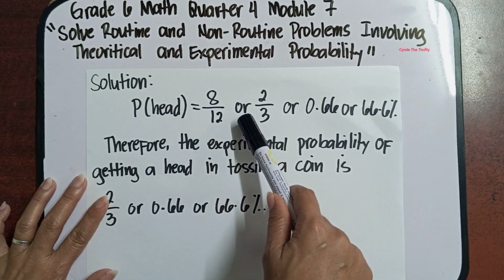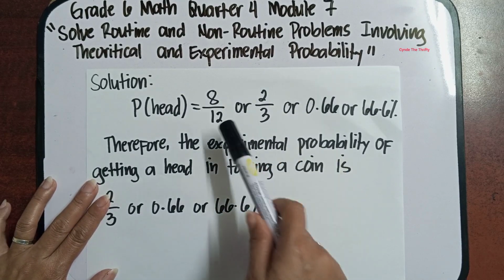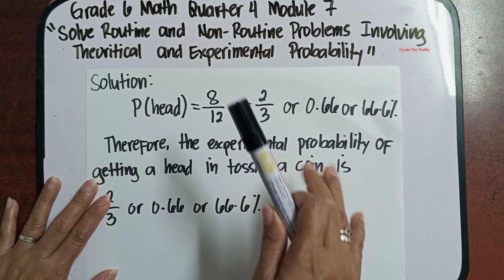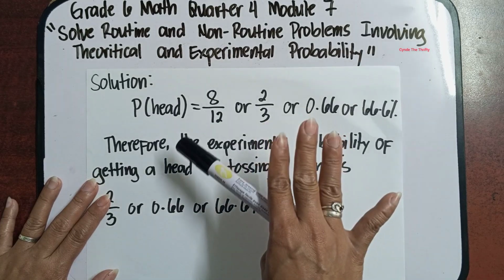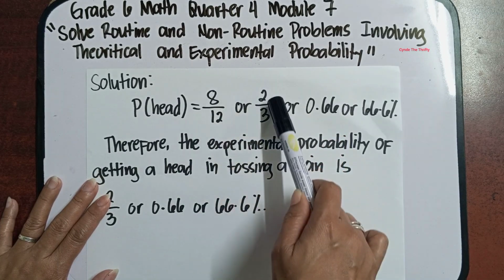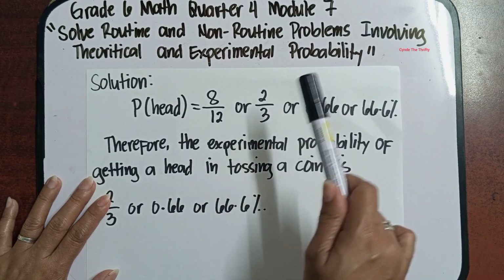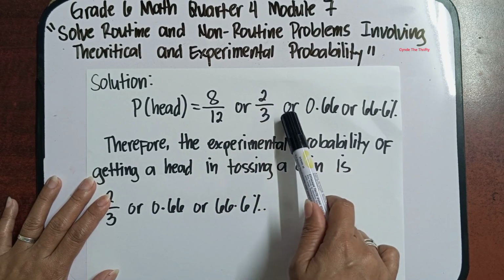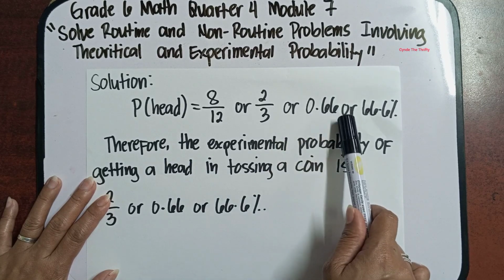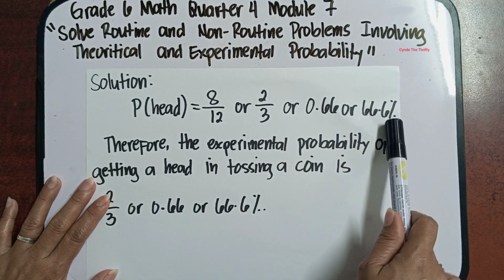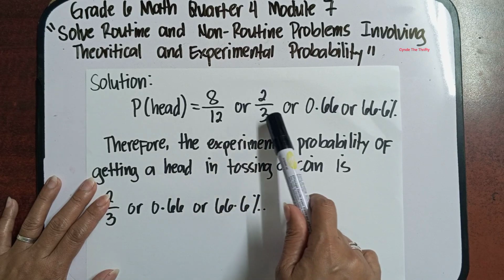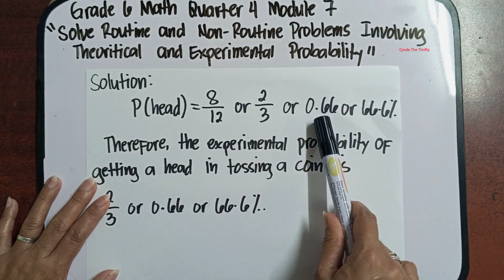Or, atin siyang i-reduce into lowest term. So, si 8 at si 12, pwede silang ma-divide dalawa sa 4. So, si 8 divided by 4 is equal to 2. And then 12 divided by 4 is equal to 3. Kaya, ang sagot natin is 2/3 or 0.66 or 66.6%. Kasi i-express natin siya in a fraction, decimal, and percent.